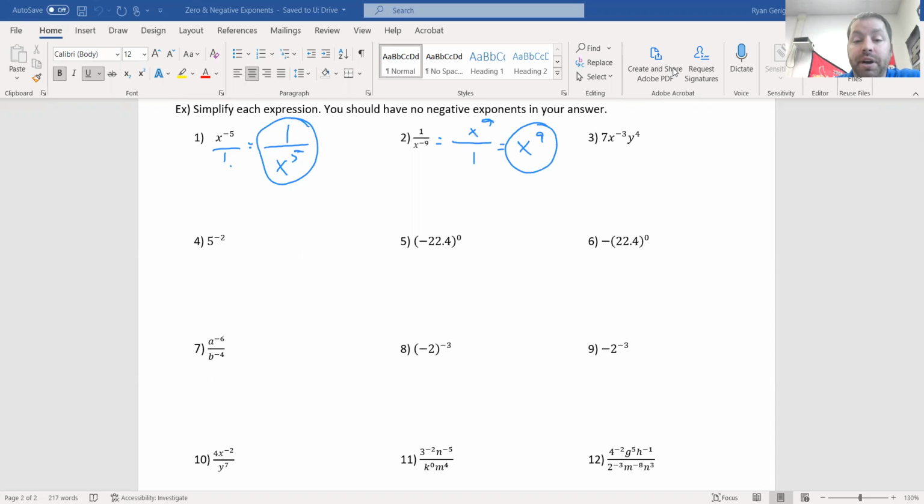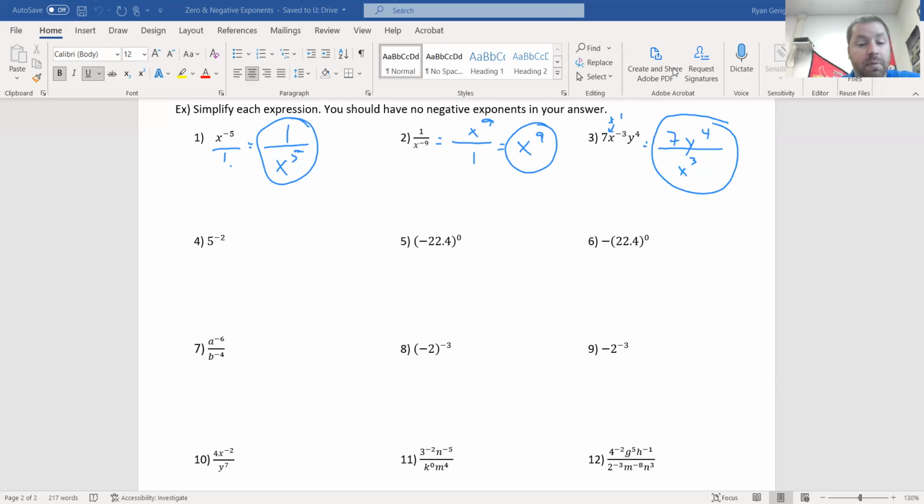Number 3, you got 3 different bases here. 7 is its own base. 7 has an exponent of, sorry, positive 1. So 7 has a positive exponent. It's happy on top. It stays there. X is not happy. It's on top right now. It wants to go to the bottom. When it goes to the bottom, the exponent becomes positive. Y has a positive exponent already. It stays where it's at. Now all the exponents are positive, and we're good.